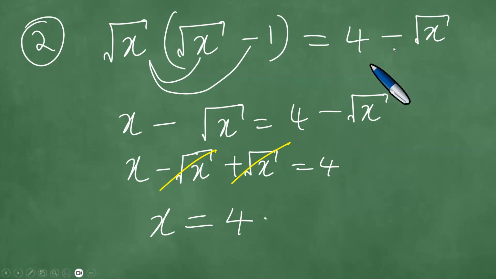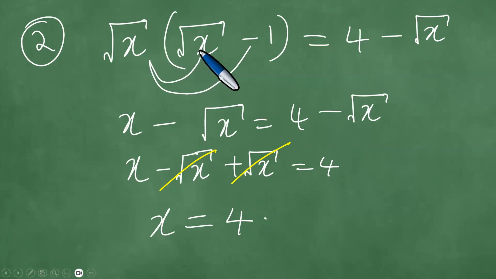If you substitute 4 here, what is the answer here? x is 4, and what is the square root of 4? Remember, the square root of 4 is 2. So you have 4 minus 2 on the right. 4 minus 2 is what? It's certainly 2 on the right of the equation.